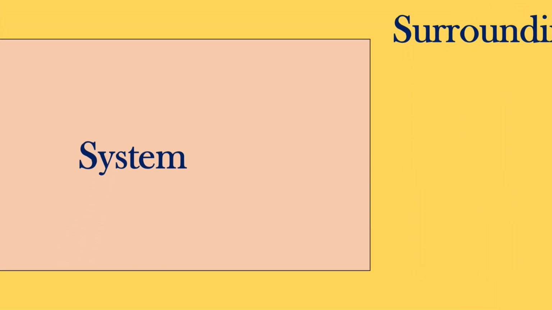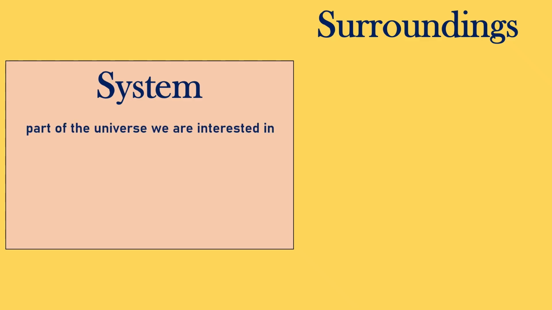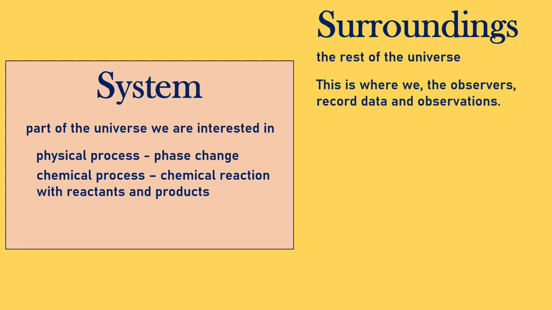Let's review briefly. First, in chemistry, we view the universe as two simple parts, the system and the surroundings. The system is the part of the universe we are interested in or that we study. This could be a physical process, like a phase change, or a chemical process, like a chemical reaction, with reactants and products. The surroundings is simply the rest of the universe. This is where we, the observers, record data and observations.